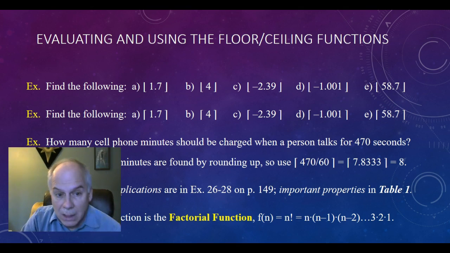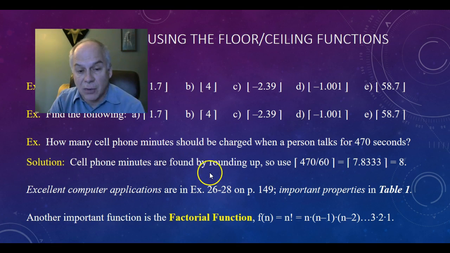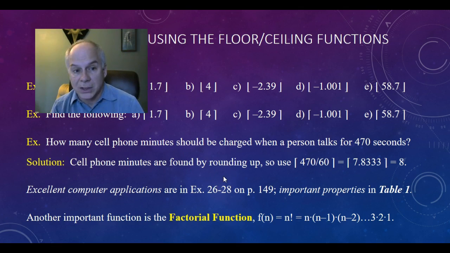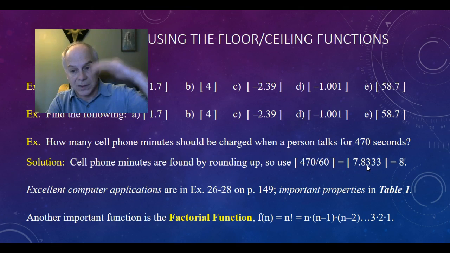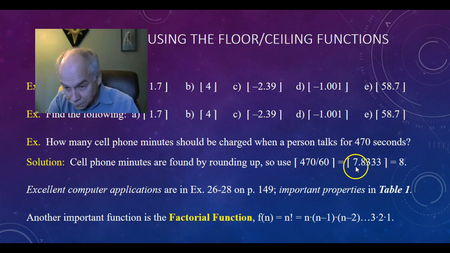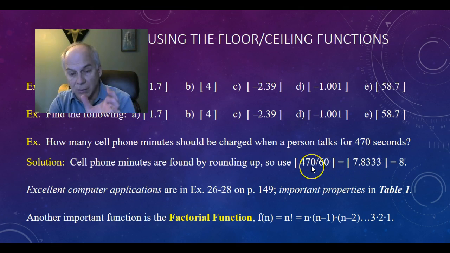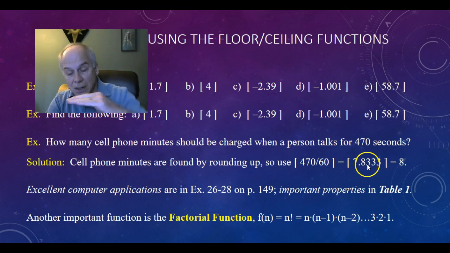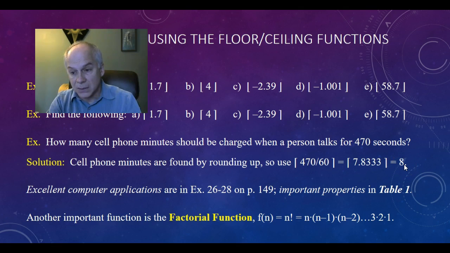Okay? Now, an application of this: how many cell phone minutes should be charged when a person talks for 470 seconds? Well, cell phone minutes are found by rounding up to the number of minutes. So if you talk for 470 seconds, you could do 470 divided by 60, but then you've got to round it up. So you're going to use the ceiling function. The ceiling function for 7.83333, which is what you get when you divide 470 by 60, you round that up, so it's 8 cell phone minutes.